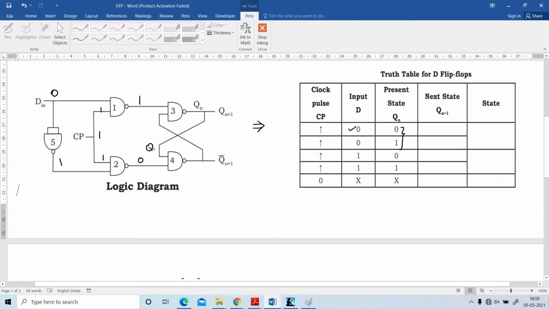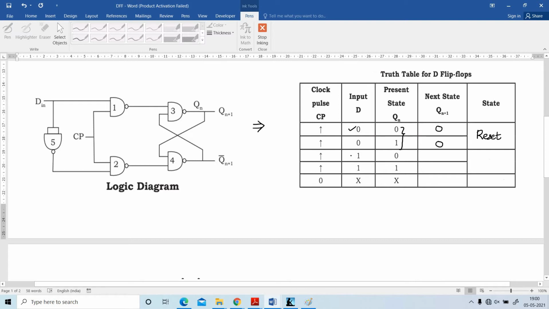Here Qn into 0, that is 0, bar is 1. 1 into 1, that is equal to 0. So the output, the next state, is equal to 0. Whether Qn is 0 or 1, we will get 0 only. This is the reset state of the flip-flop.